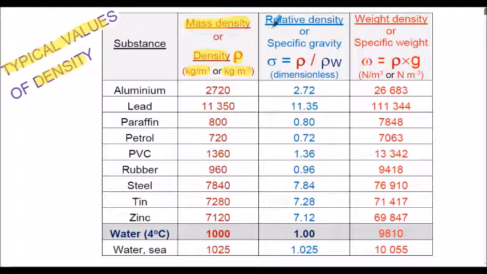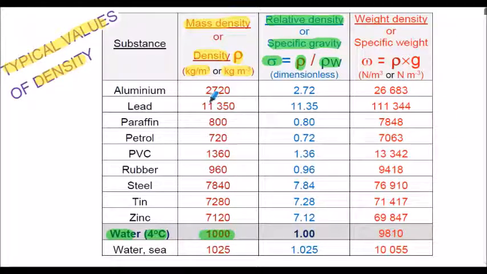The next column shows relative density, sometimes termed as specific gravity. The symbol for relative density is the lowercase sigma, and that's equal to the density of a solid or liquid divided by the density of water. The density of fresh water at 4 degrees C is typically stated as 1,000 kilograms per meter cubed. So to find the relative density, we simply divide the density of the other solids or liquids, shown in the table, by 1,000.